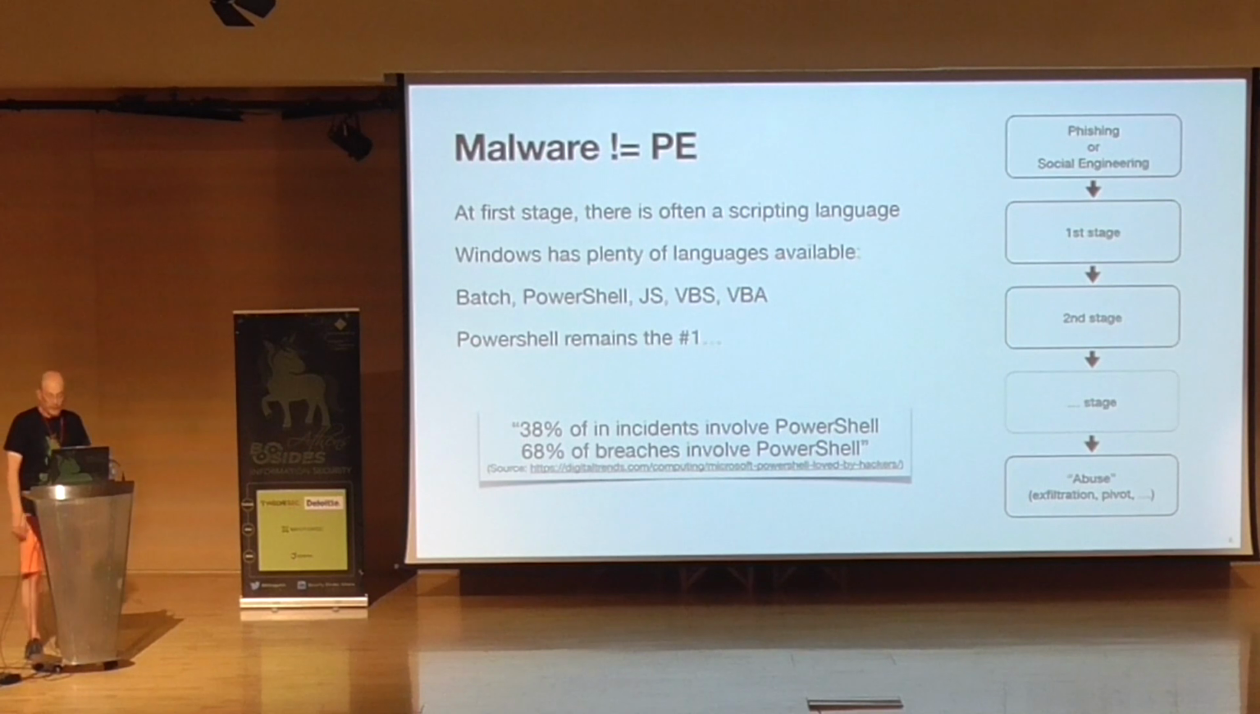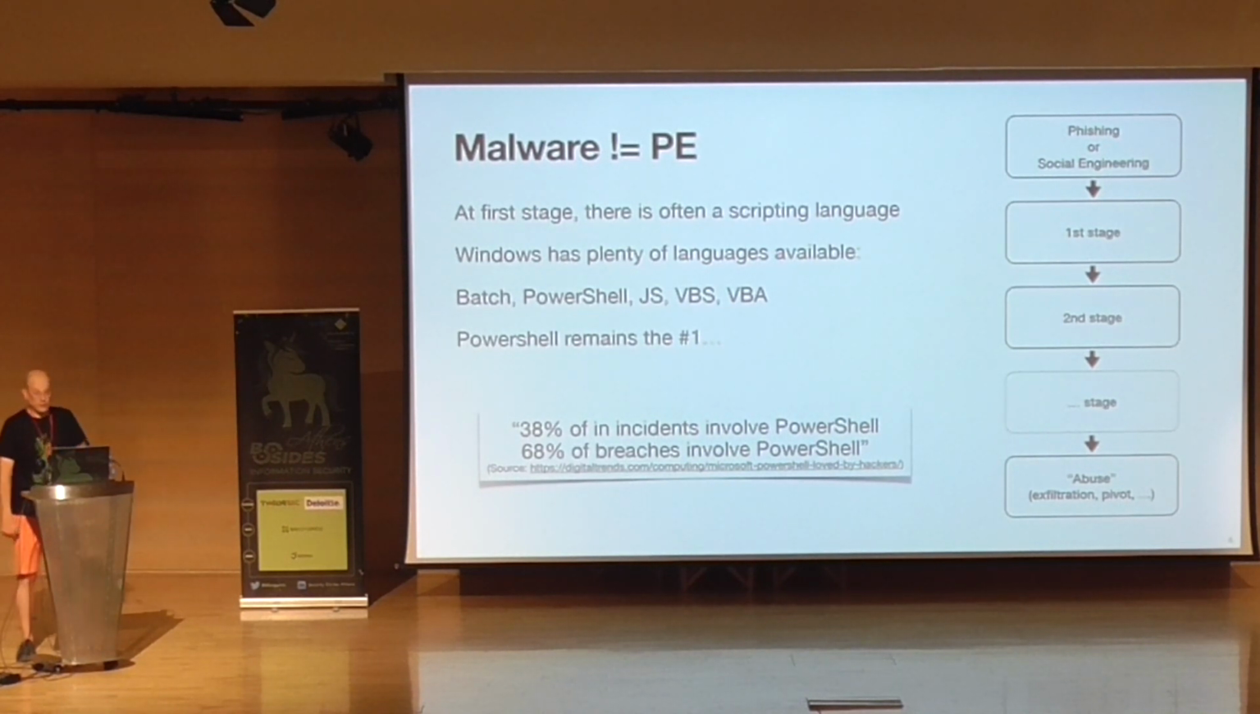Start with a phishing or social engineering attack, then you have a first stage, a second stage, a third stage, and so on, and finally the malware is deployed, and you have a nice ransomware, a RAT, a Trojan, whatever you want. And usually the first stage is based on scripts. You have plenty of scripts available in Microsoft Office, the Microsoft ecosystem. Thank you, Microsoft, for this.